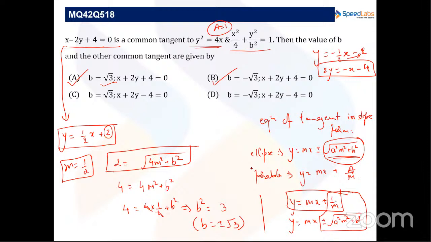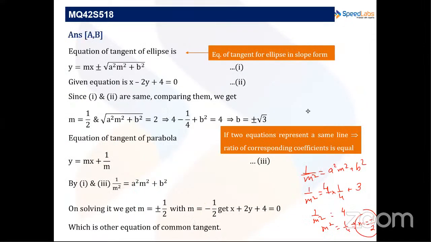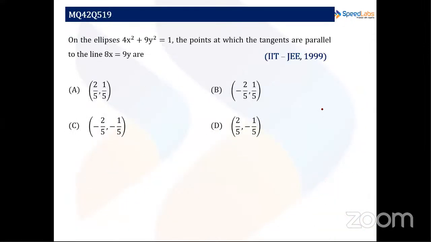Now moving on to our next question. On the ellipse, find the point at which the tangents are parallel to this line. So we can see that the slope of this line is 9 by 8. And we need to find the point on the ellipse for which the slope of the tangent is 9 by 8.